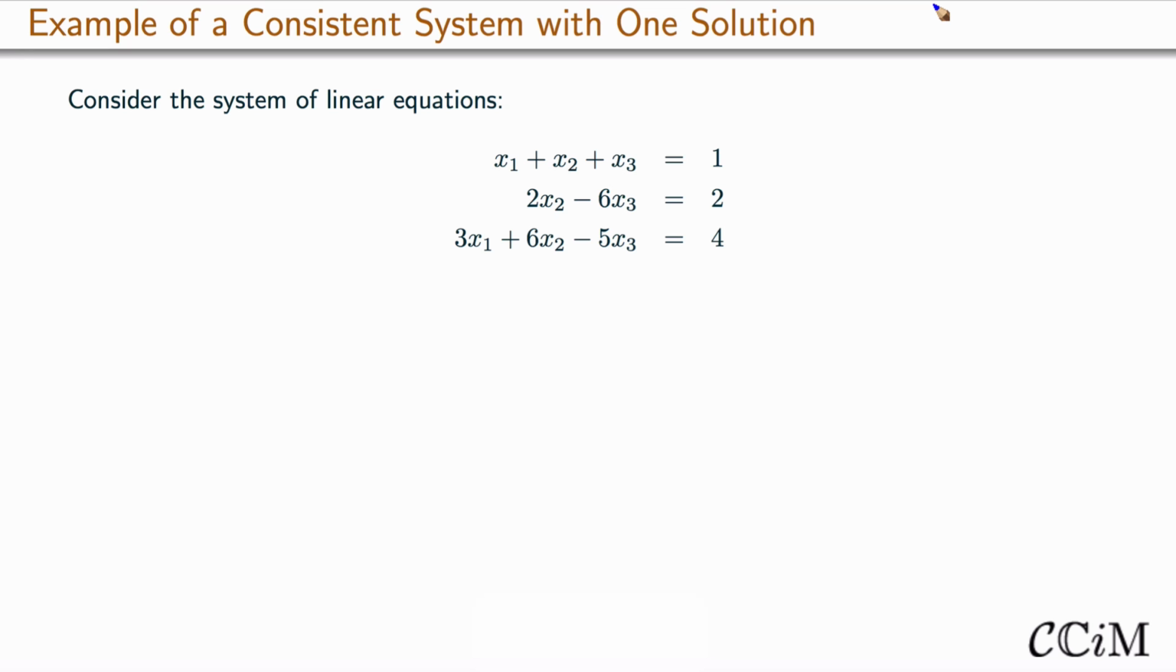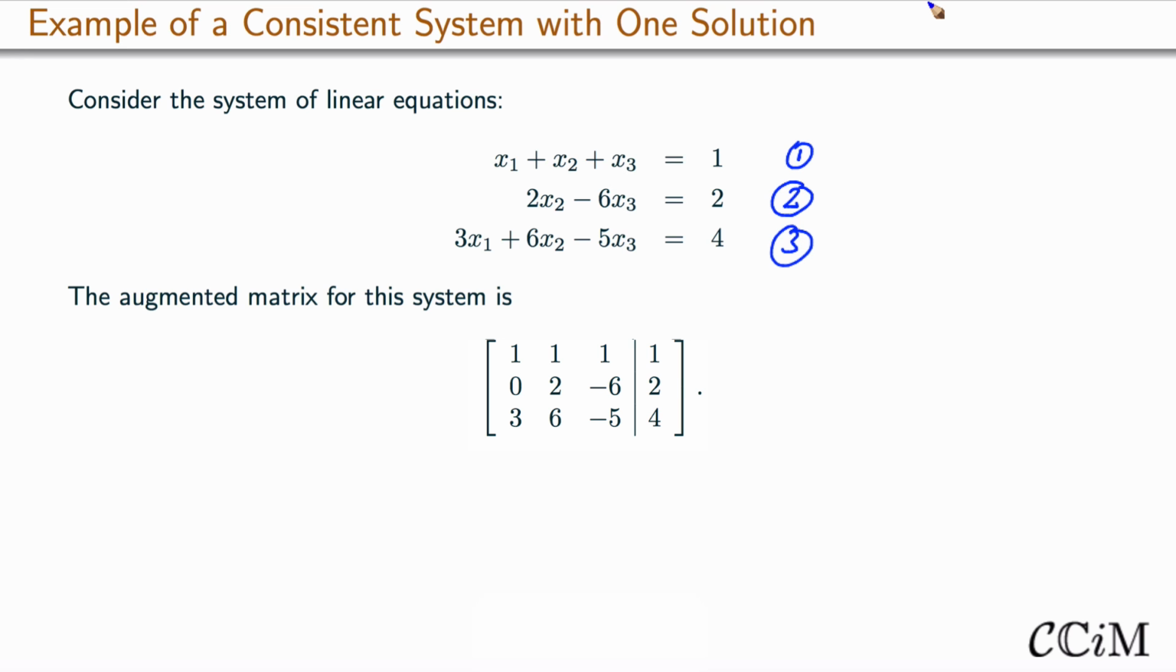Let's begin with an example. Here's a system of linear equations. The first equation is x1 plus x2 plus x3 is equal to 1. The second equation is 2x2 minus 6x3 is equal to 2. And the third equation is 3x1 plus 6x2 minus 5x3 is equal to 4. If we want to put this system into matrix form, we simply select all the coefficients and put them into a matrix, making sure that the right-hand sides all go into the augmented matrix as well.